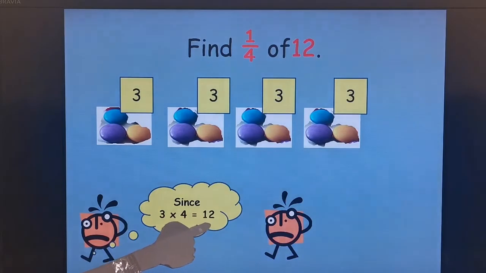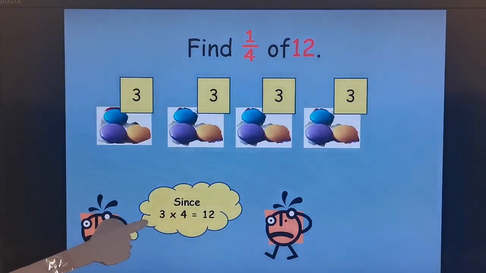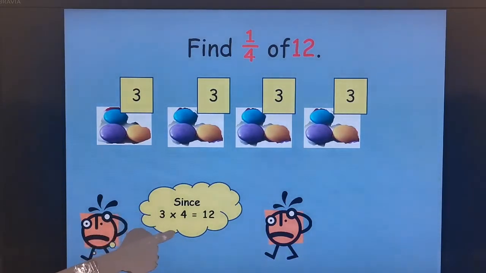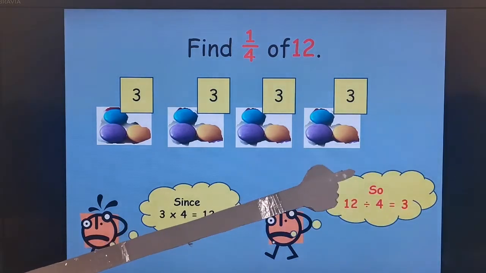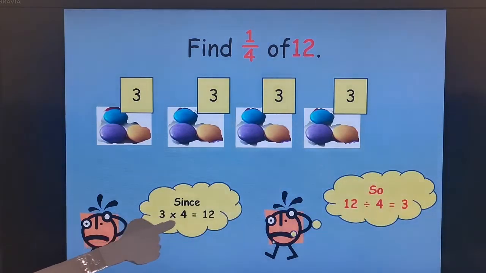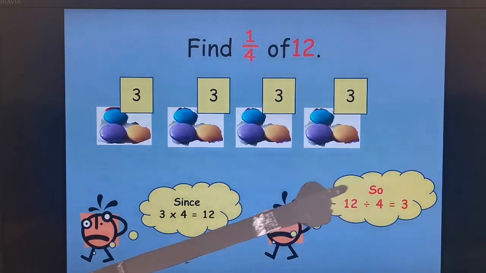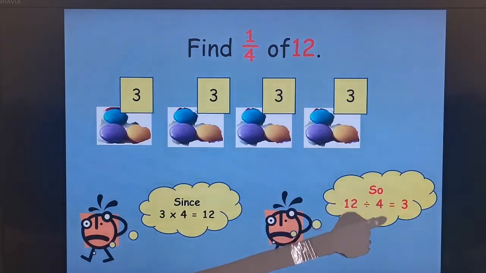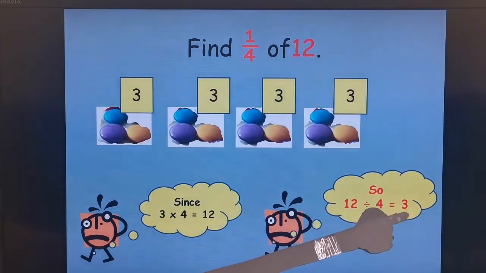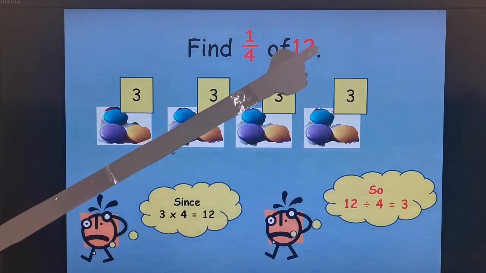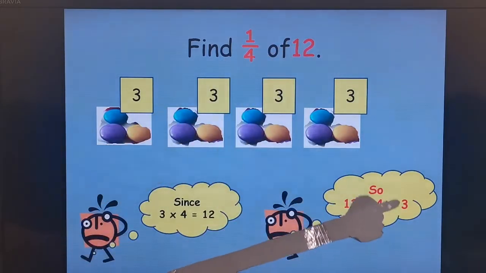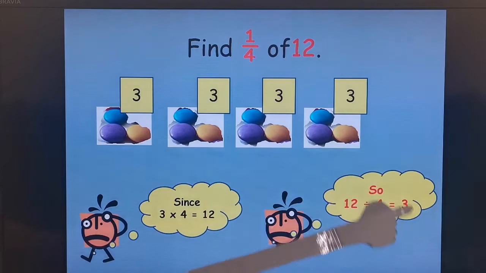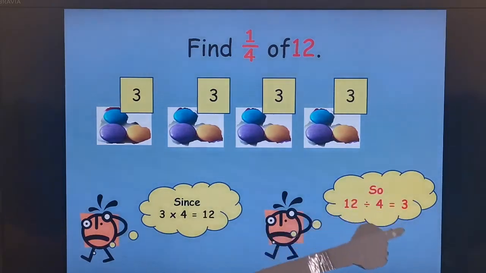Remember, the car is going the other way and we switch the operation. Let's see. Yes, if I know that 3 times 4 equals 12, it means that 12 divided by 4 equals 3, right? This is the 12, this is the 4, and what do we have to find out now? Its name, the quotient. Let's move on.